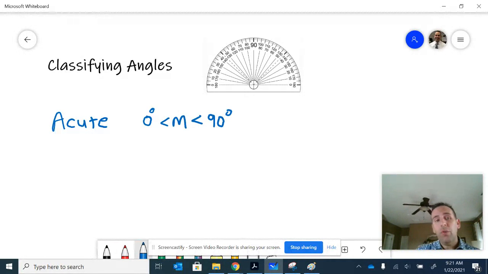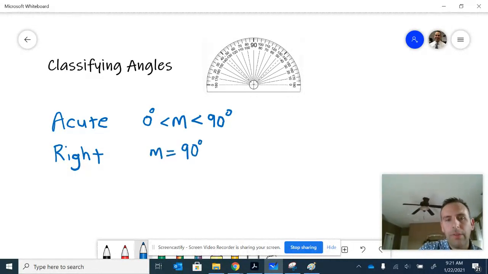The next category would be when you have an angle that is exactly 90 degrees. We call that a right angle, so the measure is equal to 90 degrees. All right. The next major category, obtuse. Obtuse angles have a measure that is greater than 90 degrees. It's bigger than 90, but it's less than 180 degrees.